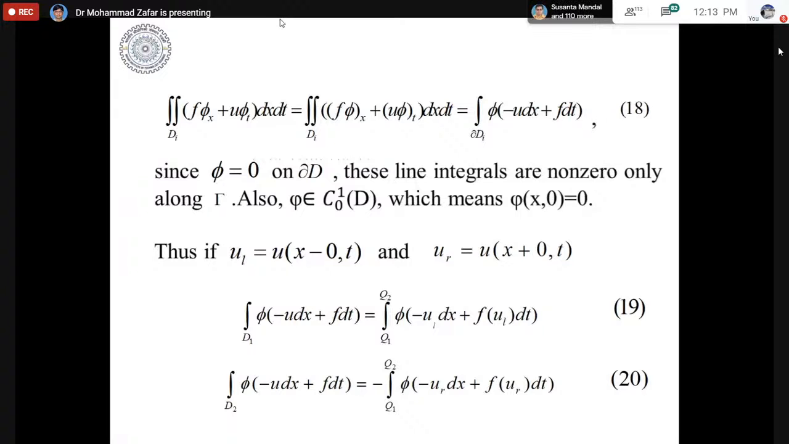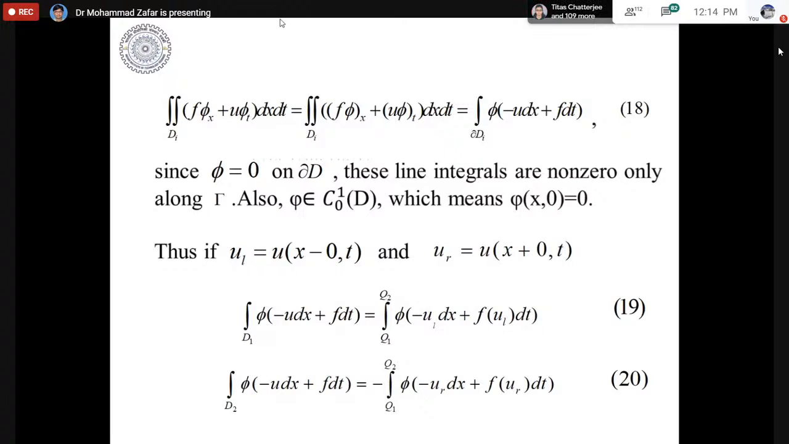What is the original equation? u_t plus f_x equal to 0. We have used that equation to write the first double integral as the second double integral, because u_t plus f_x is equal to 0. So we can write the second integral. Now come to the third integral in equation number 18.